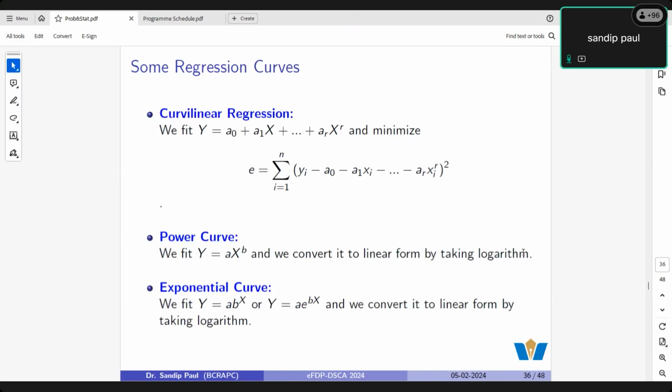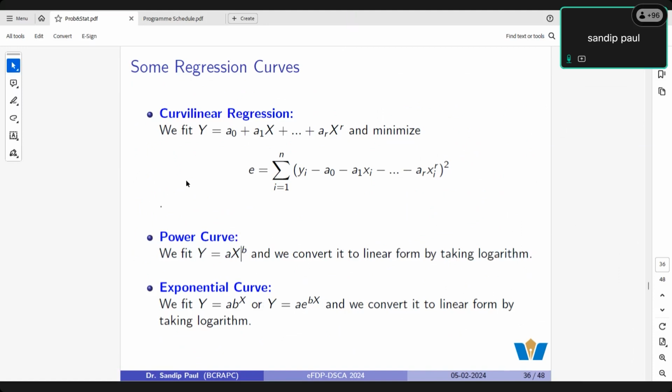Now, other than linear curves, we can draw several other types of curves. First is the curvilinear regression. Here we have higher order polynomials to approximate that curve. The second is the power curve, where we can predict the curve in the form y equal to a into x to the power b, or in exponential form y equal to a b to the power x or y equal to a e to the power bx.